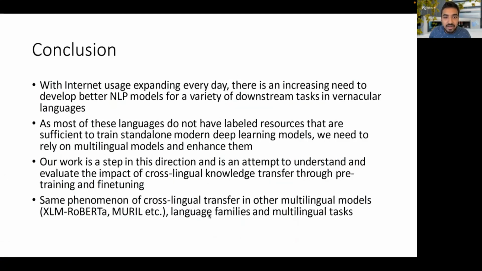With internet usage expanding every day, there is an increasing need to develop better NLP models for a variety of downstream tasks in vernacular languages. As most of these languages do not have labeled resources that are sufficient enough to train standalone modern deep learning models, we need to rely on multilingual models and enhance them. Our work is a step in this direction, and it is an attempt to understand and evaluate the impact of cross-language knowledge transfer through pre-training and fine-tuning. We hope our insights will be useful to the low-resource NLP research community, and the same phenomenon of cross-lingual transfer in other multilingual models, language families, and multilingual tasks will also be explored.